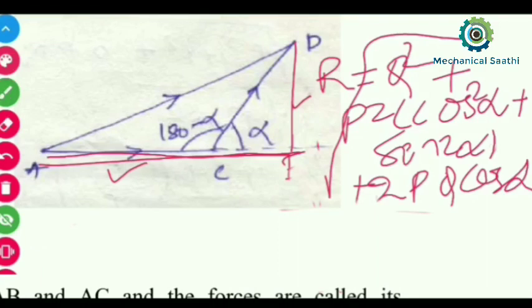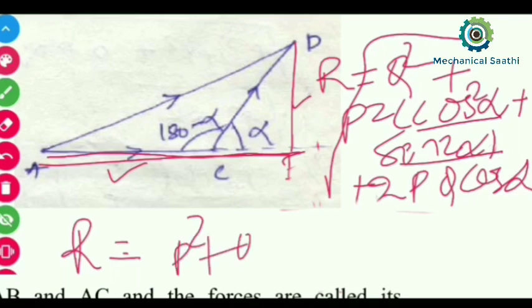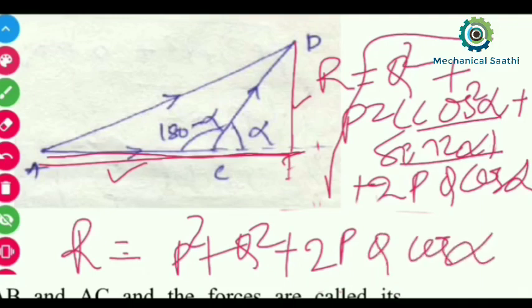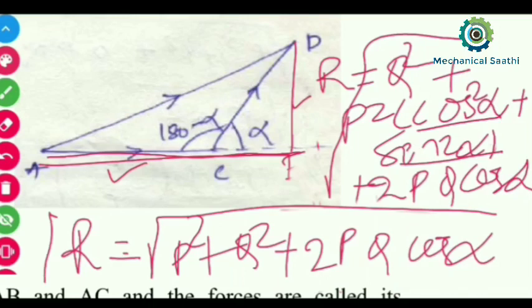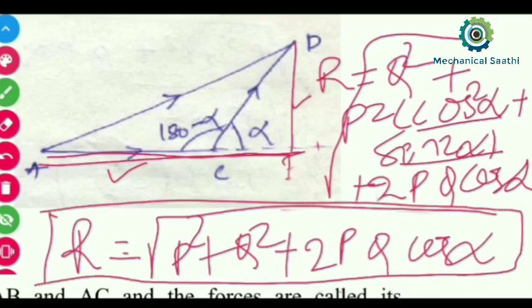Here we can see cos square alpha and sin square alpha, if we add these two, we get 1. So R can be calculated as the square root of P square plus Q square plus 2PQ cos alpha. So the resultant value for the parallelogram law will be equal to the square root of P square plus Q square plus 2PQ cos alpha.